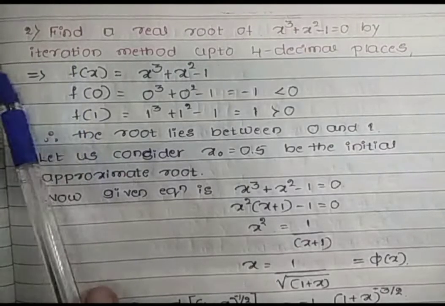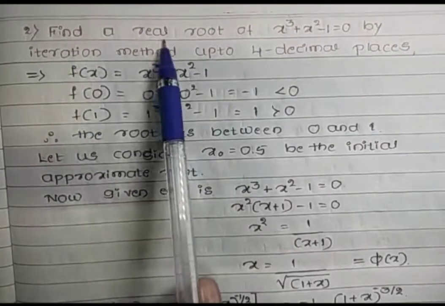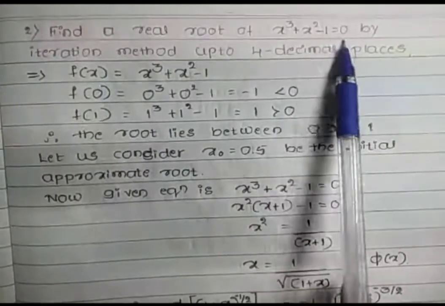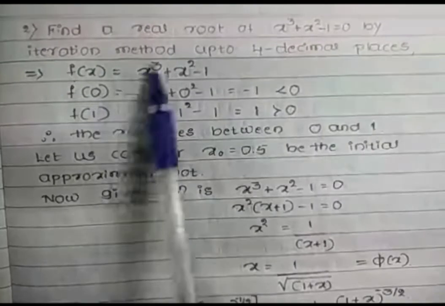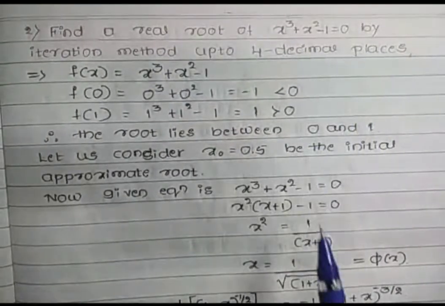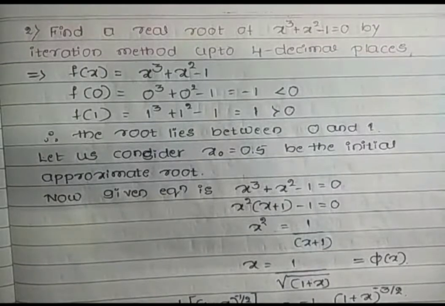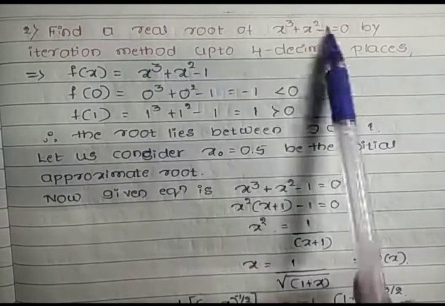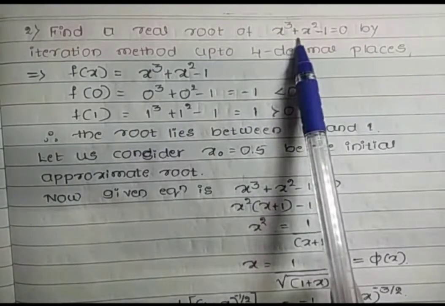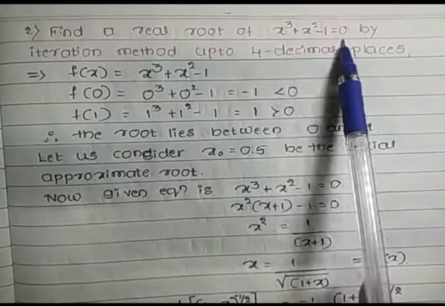Second example, find a real root of x cube plus x square minus 1 is equal to 0 by iteration method up to 4 decimal places. So till we get 4 decimal values similar, we need to continue the process here. The given function is what? The given equation is x cube plus x square minus 1 is equal to 0.